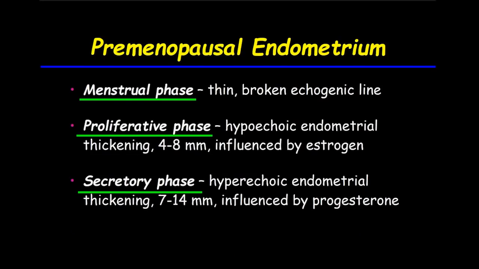The premenopausal endometrium cycles through phases. In the menstrual phase, it is a thin, broken echogenic line. In the proliferative phase, it begins to thicken and is influenced by estrogen. Often, it has a trilaminar appearance. The endometrium becomes thickest in the secretory phase, just prior to menstruation, with a uniform hyperechoic appearance and is influenced by progesterone.